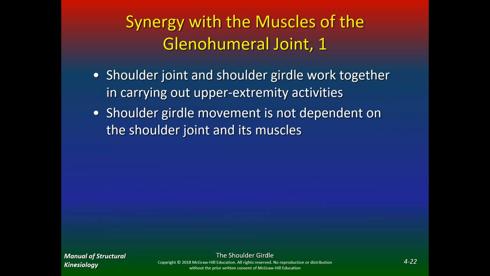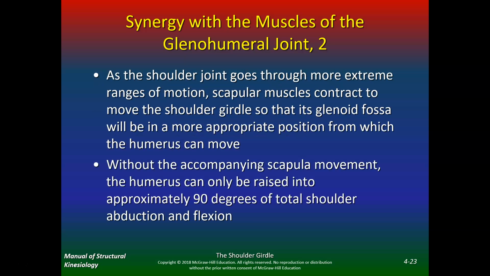So the shoulder joint and shoulder girdle work together in carrying out all upper extremity activities. Shoulder girdle movement is not dependent on the shoulder joint and its muscles. So they work together, but they're not dependent on each other. And it's very important. As the shoulder joint goes through more extreme ranges of motion, the scapular muscles contract to move the shoulder girdle so that its glenoid fossa will be in a more appropriate position from which the humerus can move. And this is the key. This is a great point right here.